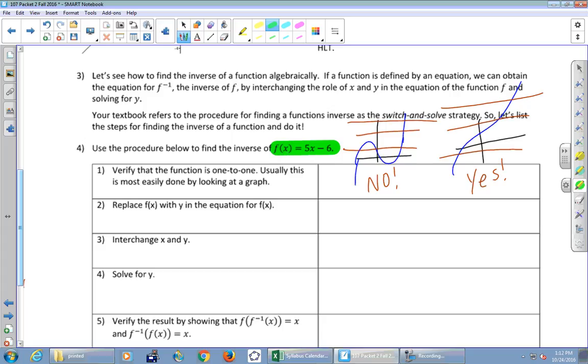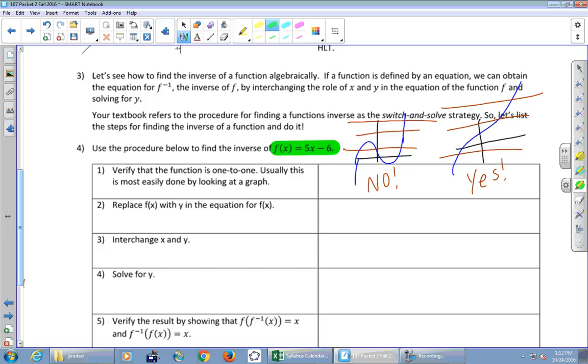Okay, so there's a process here. It says we can obtain the equation for f inverse by interchanging the role of x and y. That makes sense because that's exactly what an inverse does. It just swaps the x and y. And then we're going to solve the new equation for y. Your textbook refers to the procedure for finding a function's inverse as the switch and solve strategy. So we're going to switch the letters and we're going to solve for the new y. So let's give it a shot.